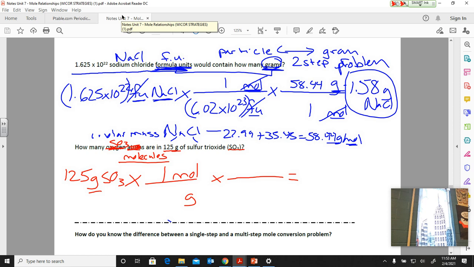Okay, so again, how do I figure out my grams? Remember grams, molar mass, that was the thing we did the first day. Molar mass, mass is grams. So I have to figure out the molar mass of whatever I'm dealing with, which in this case is SO3. So I need to find the molar mass of SO3. How do I do that? I look at the periodic table. I add up 1 sulfur and 3 oxygens.